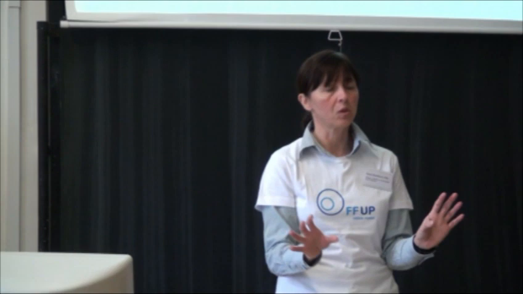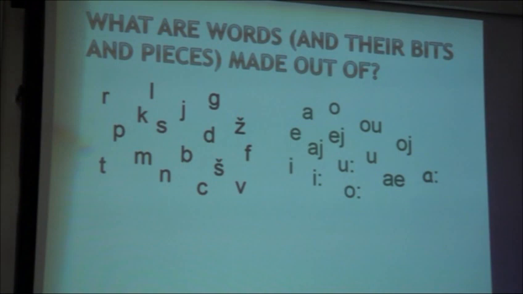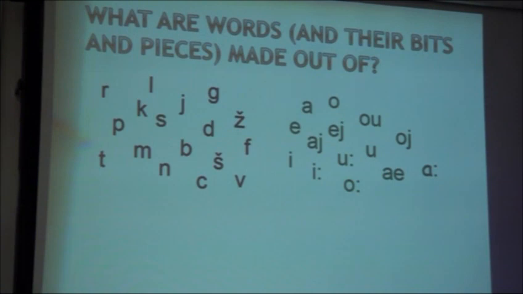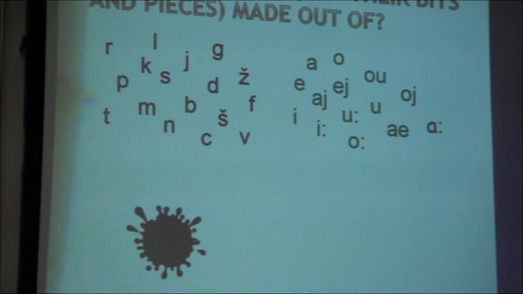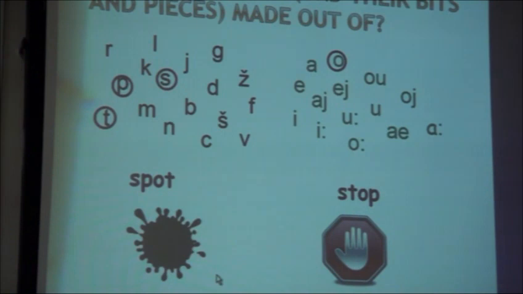Right? And what are these words? They are pieces, because we can see that words break into pieces. What are they made out of? They are made out of sounds. In English, you have about 24 consonants, about 12 vowels. What is the beauty of the system is that you can combine them in a great many ways. So this is a spot, and this is a stop. You combine the same set of sounds.